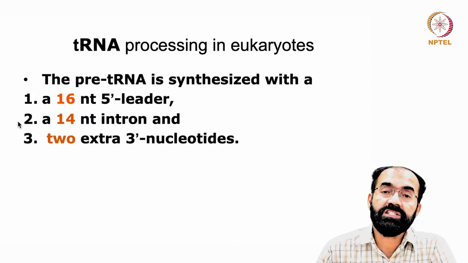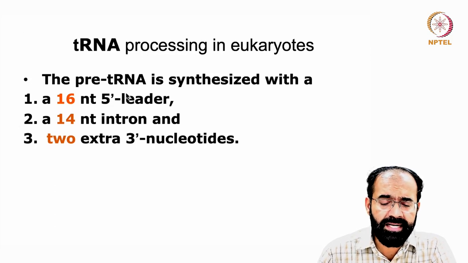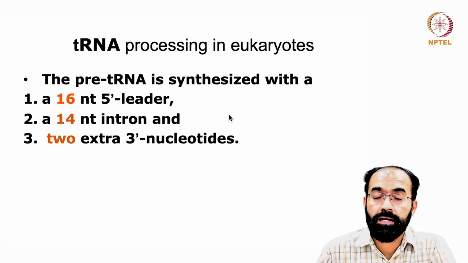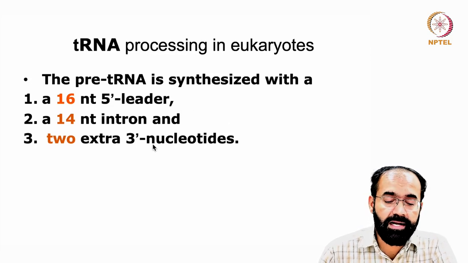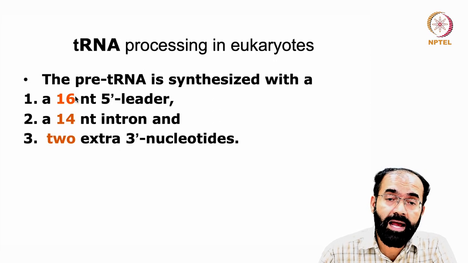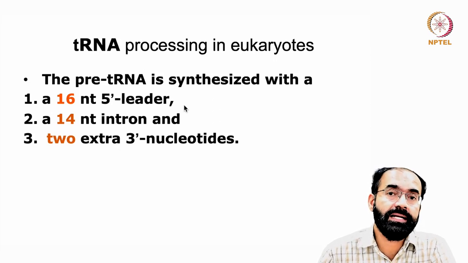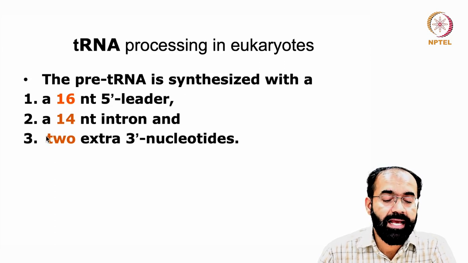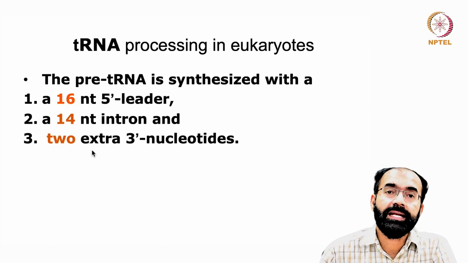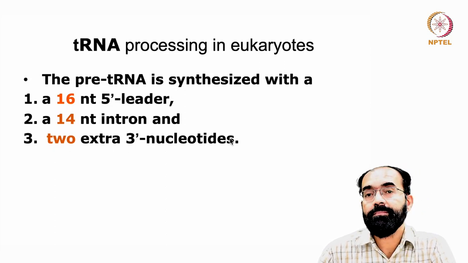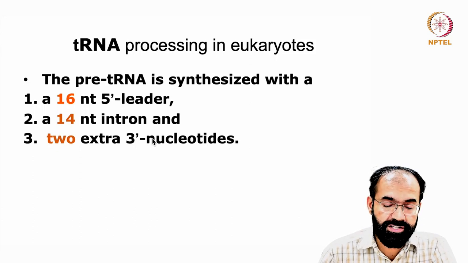And the tRNA processing in eukaryotes is also somewhat similar. When the pre-tRNA is produced, it usually will have a 16 nucleotide 5' leader sequence and a 14 nucleotide intron sequence and 2 extra 3' nucleotides. These three features have to undergo maturation.